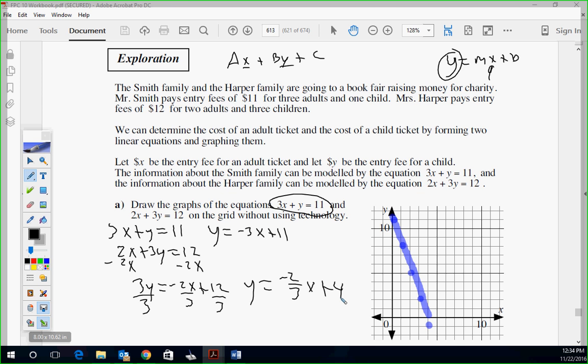So if we graph this one, I'll switch my color here, if it'll let me. Sometimes it lets me. Okay, so I start at plus 4. I'm down 2/3.